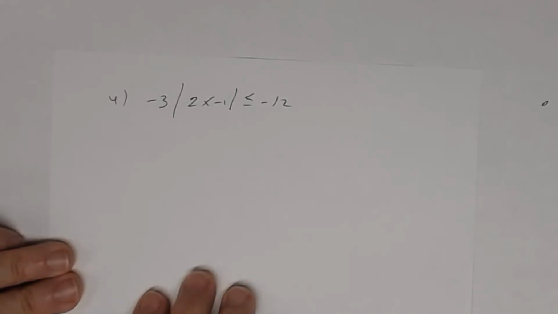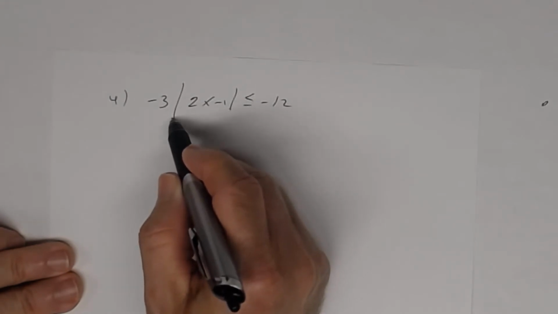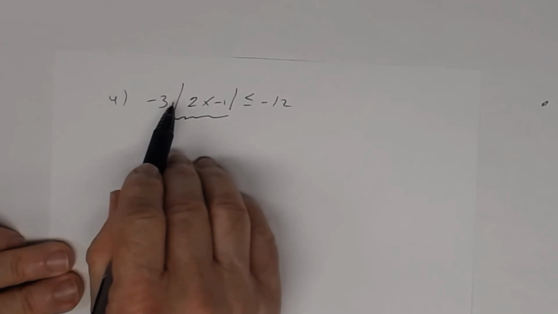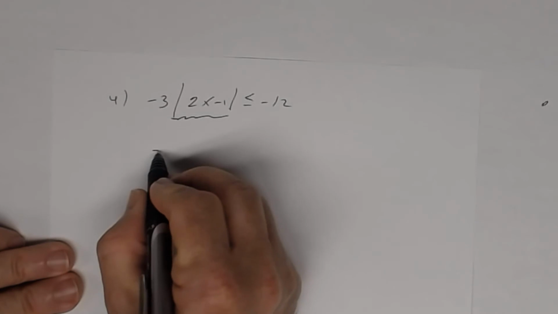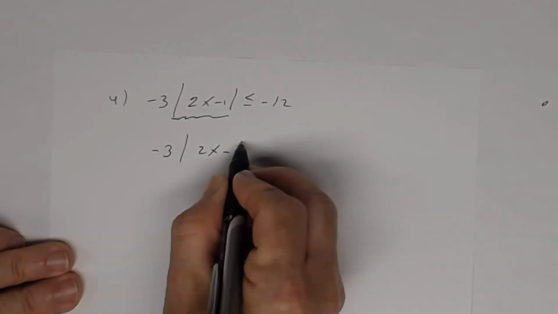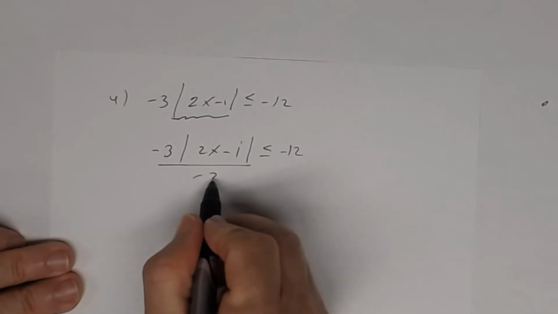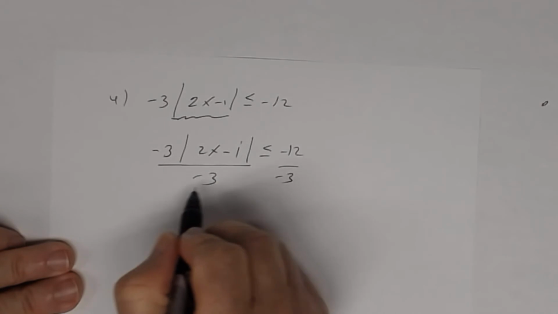Okay? So, just like in the previous problem, you want to isolate the absolute value bars by themselves. Right now, I'm multiplying by negative 3, so I want to get rid of that negative 3. Let me rewrite this over. I'm going to divide both sides by negative 3, because I'm multiplying by negative 3, so the opposite is to divide both sides by negative 3.